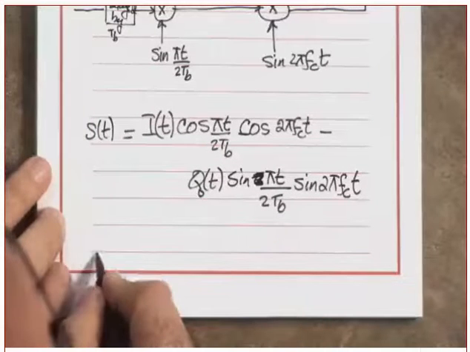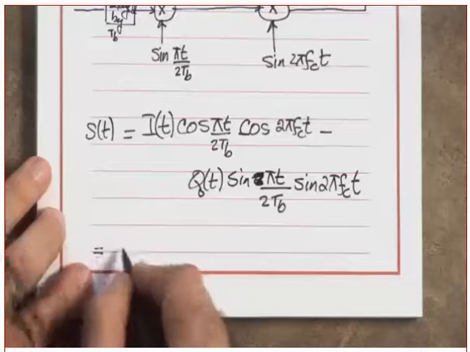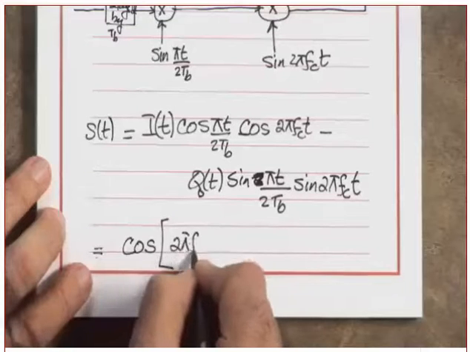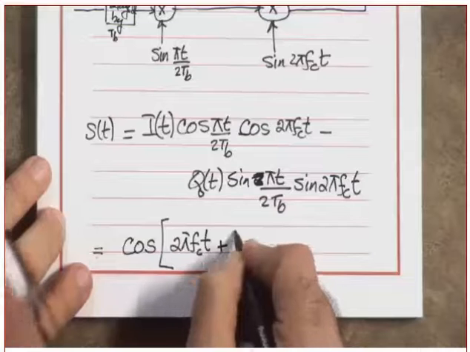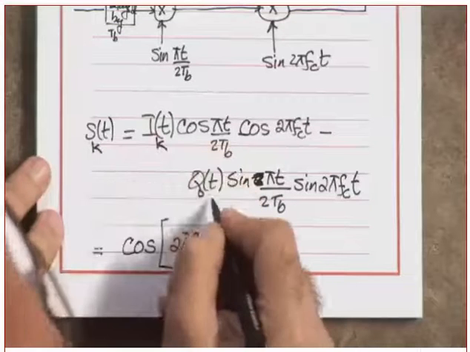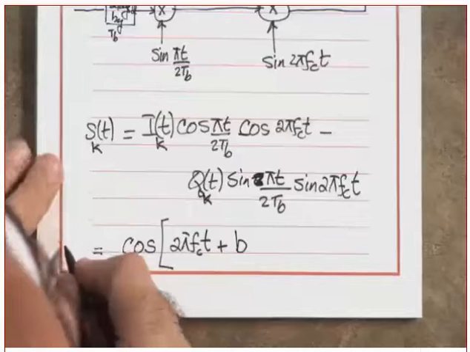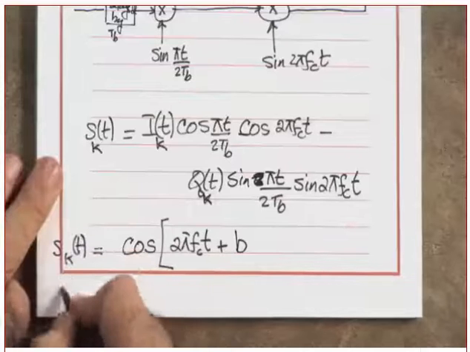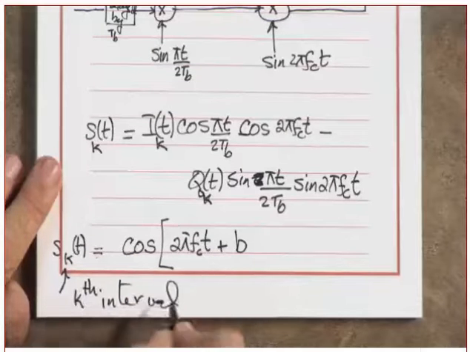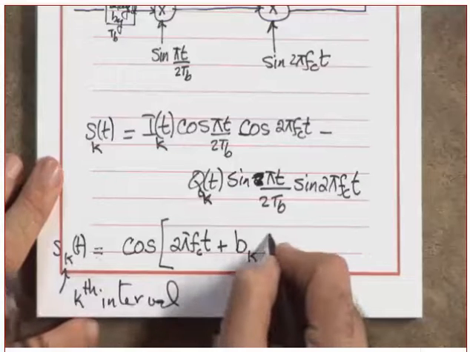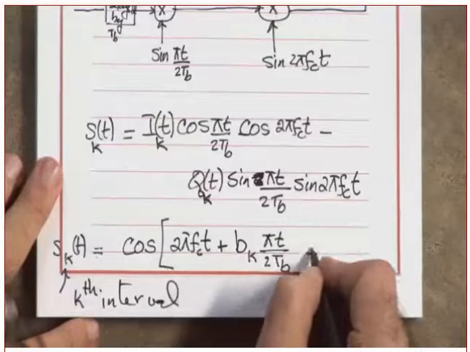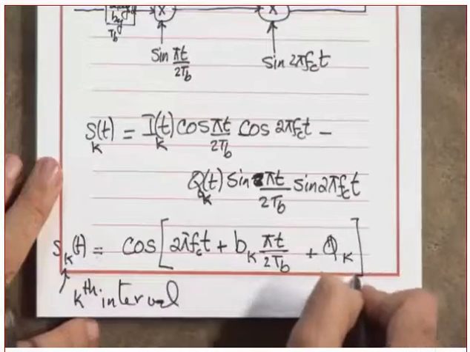And when you combine this, it can be combined into the following: cosine 2 pi f_c t plus some phi, this is s_k in the kth interval. In the kth interval, s_k of t is b_k times pi t over 2T_b plus some phi of k.